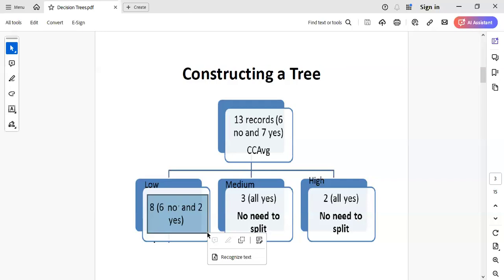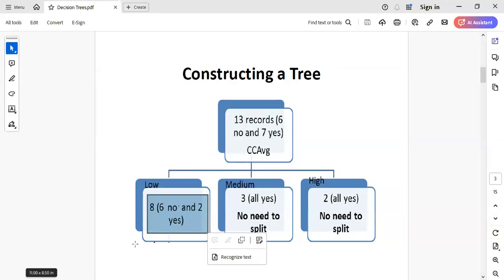So what is the next thing we are supposed to do? From the remaining independent attribute columns, we have to choose one more column apart from CC average. We have ID, age, income, family size. Out of these we will choose one column and we will split further. This is how we construct a tree.